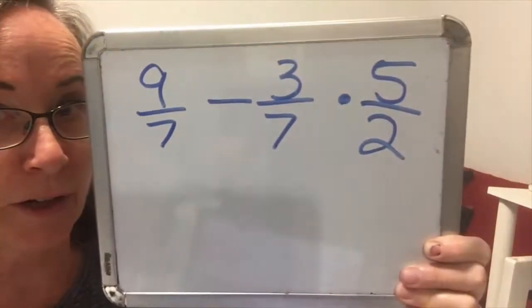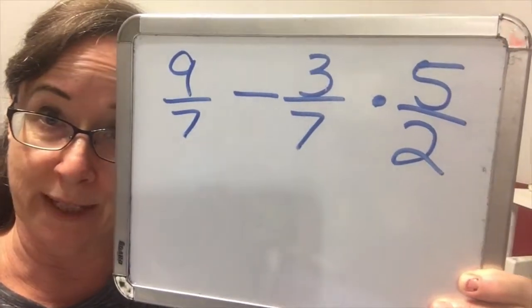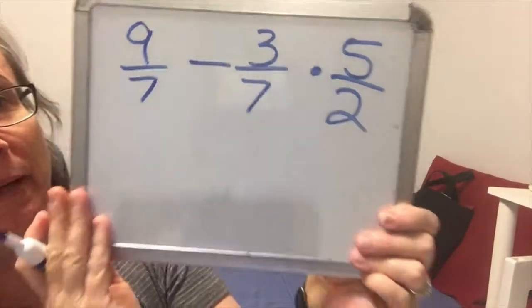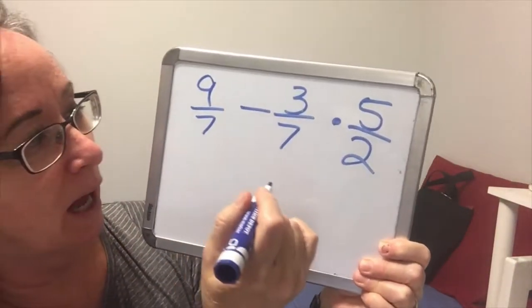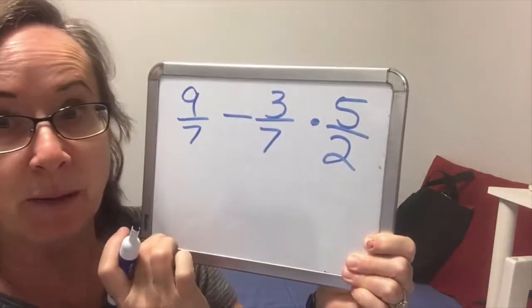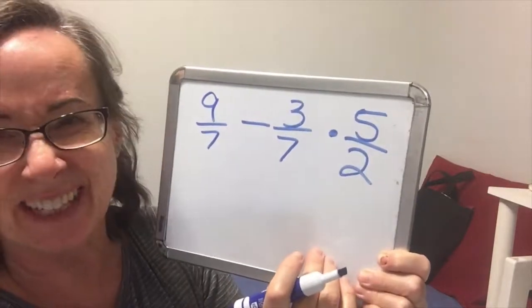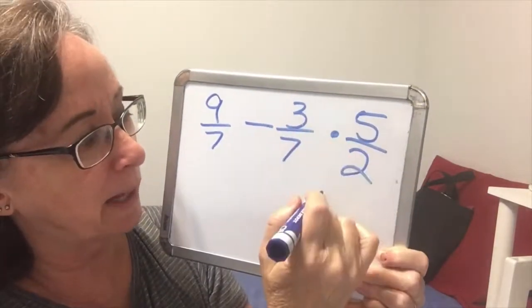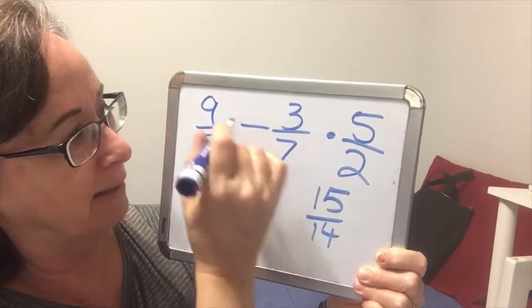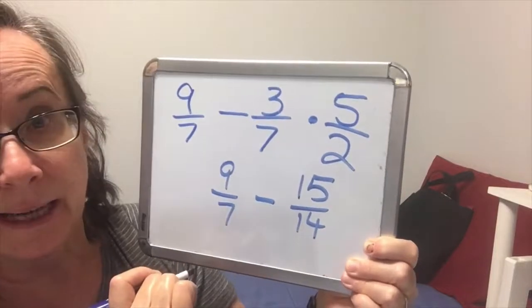Okay, here is your first practice problem. So write it down and pause your video. Okay, so when we're doing this one, we're going to come straight over here to the multiplication first. We're going to leave our minus alone until later. And we don't have anything that's going to cancel, so we're going to multiply and get 15/14. And then we're going to write down our 9/7 minus, okay?